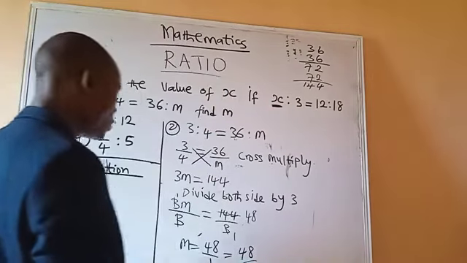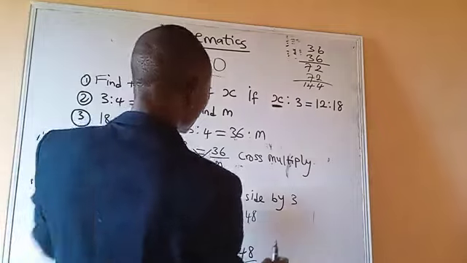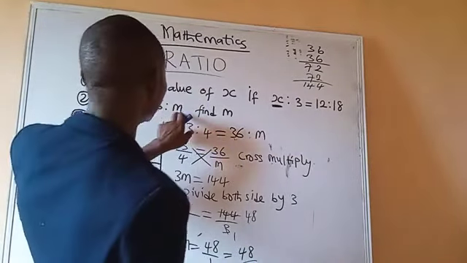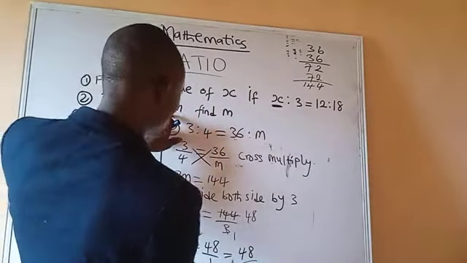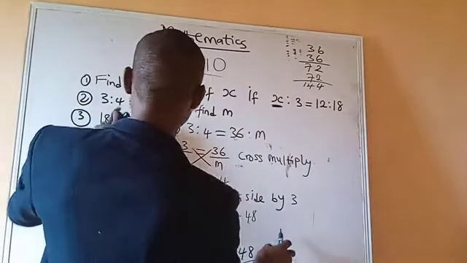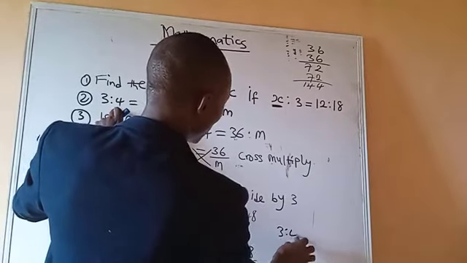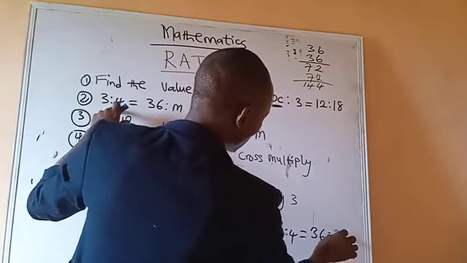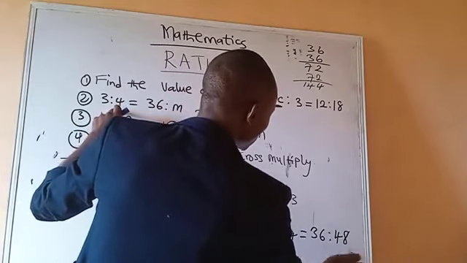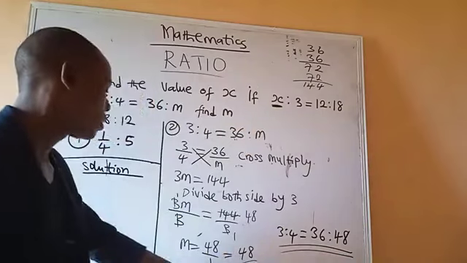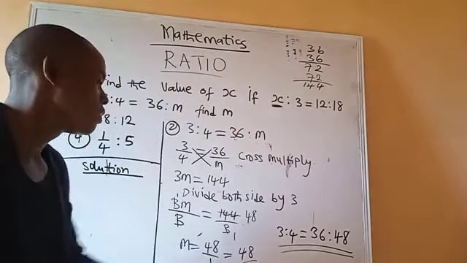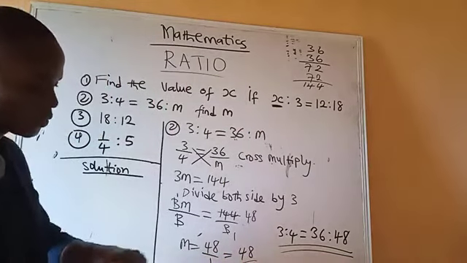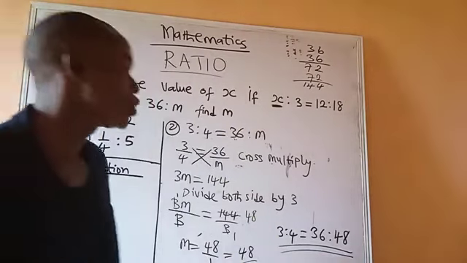48. So what we do here now is, you look for m. Anywhere we see m in that question, we represent it with 48. We now say 3 is to 4 is equal to 36 is to what? 48. This is our final answer. But the value of our m is what? 48. Do you understand?